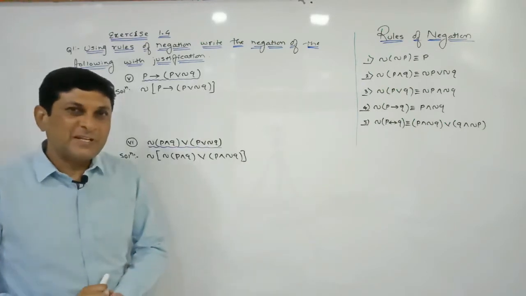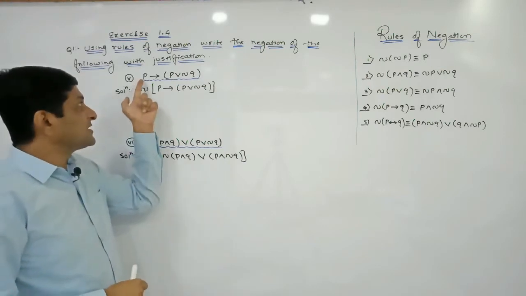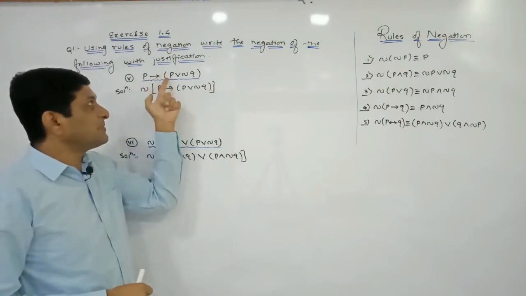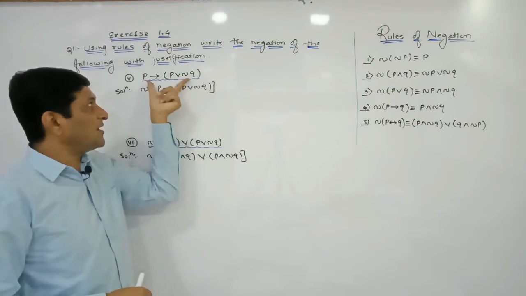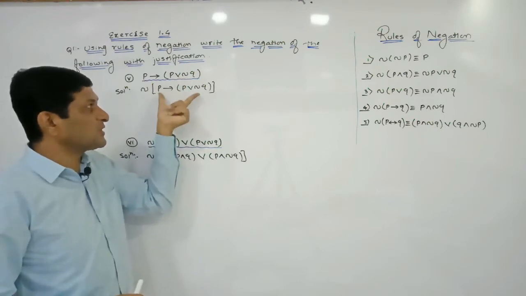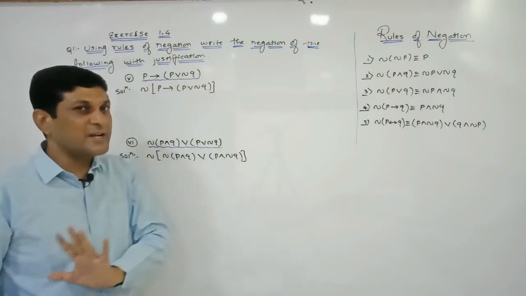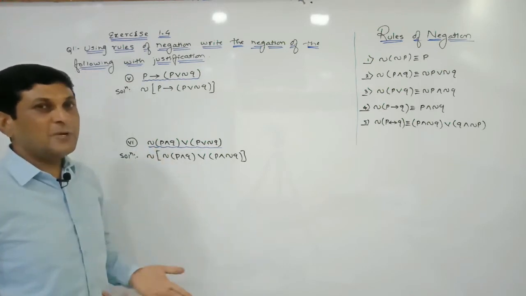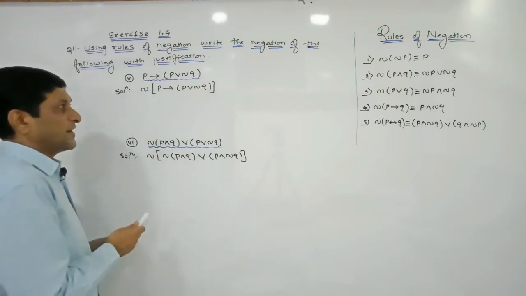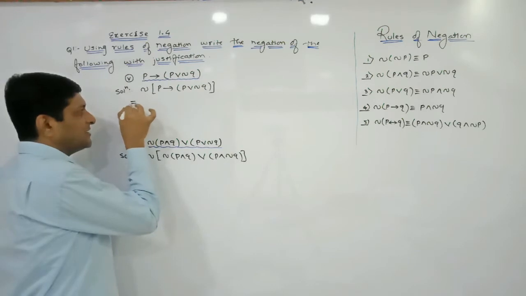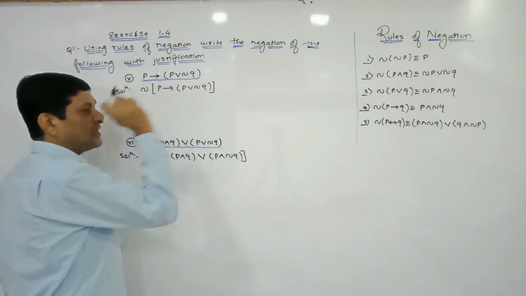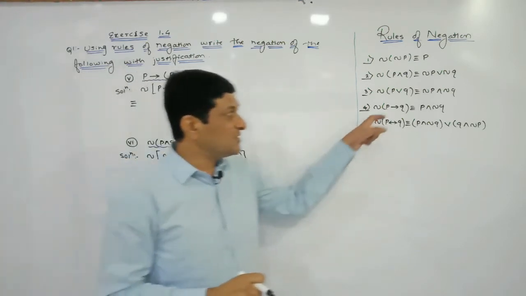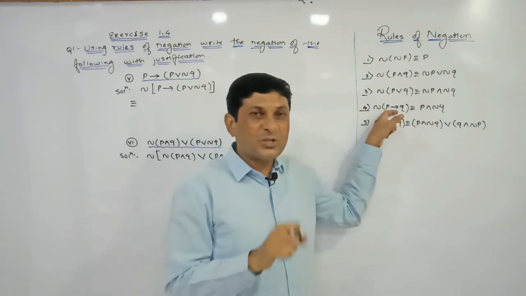Now see example number 5. In this case, the given statement is P implies, in bracket, P or negation Q, and we are finding negation of this whole statement. So we have written this whole statement in a square bracket. Now let us apply the rules of negation to find out negation of this statement. Here we have to apply negation on what? Implication. So this is the rule of negation of what?